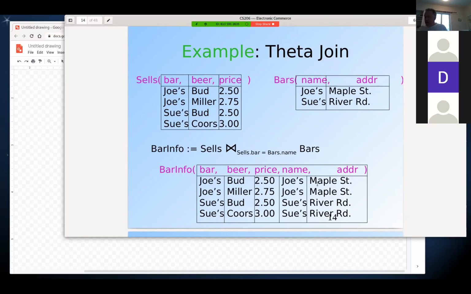How would we do this right here with just the elementary operations? So we have sells, bar, beer, price, and we have all that. So basically, how do we do that just using the elementary operations? Let me jot this down on the side. I've got sells: bar, beer, price, and I have bars, which have a name and an address.